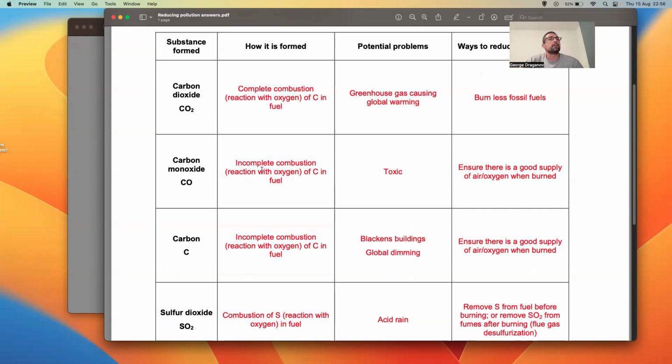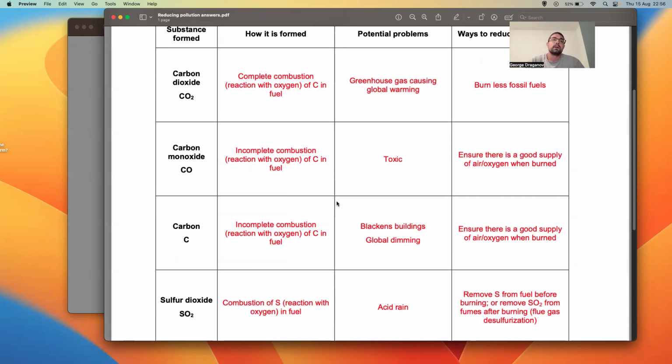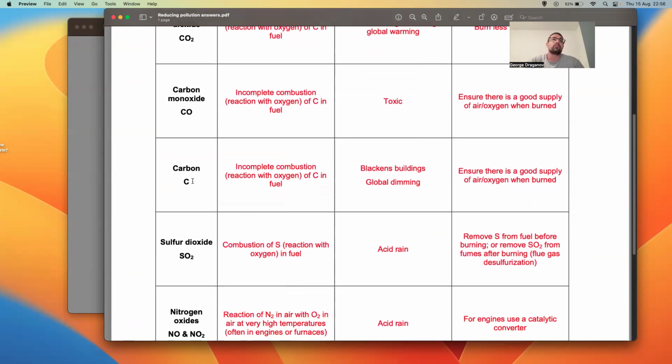Carbon monoxide is from incomplete combustion. It's a toxic gas that binds to hemoglobin, preventing oxygen being carried around the body. So to prevent it, you would need a good supply of oxygen. The next one here is carbon, which is carbon particulates. And it comes from, again, incomplete combustion if there's even less oxygen. And it causes global dimming. So that's when the sun's light doesn't quite get through all the carbon particulates, so it appears dimmer, like a lot of the time in London. And it can also blacken buildings. So again, to fix that, you ensure a good supply of oxygen.